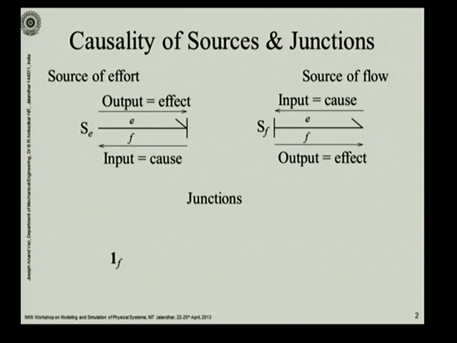We discussed yesterday that the one junction is a one. You can connect any number of bonds to it. All the bonds will have the same flow. It's a common flow junction. So I am putting power bonds to this one junction, and all of them have the same flow in them.